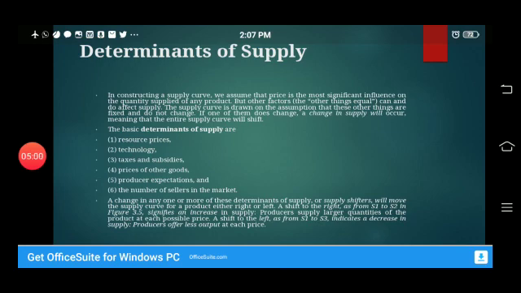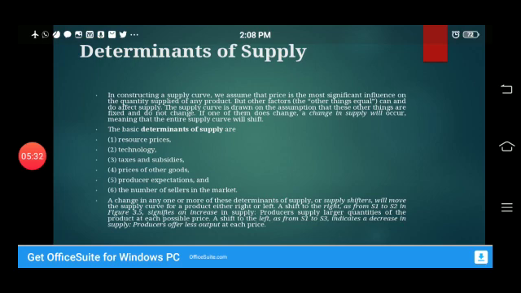Number two is technology. If we are using a high-tech technology, it means that the average cost of production will decrease. When the average cost of production decreases, the profit motive for the supplier will increase. Remember that the cost of production and the profit have an inverse relationship. If the cost of production is reduced, profit motive will be high, and if the cost of production is high, profit motive will be less.